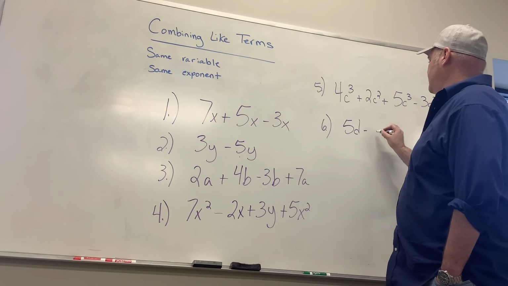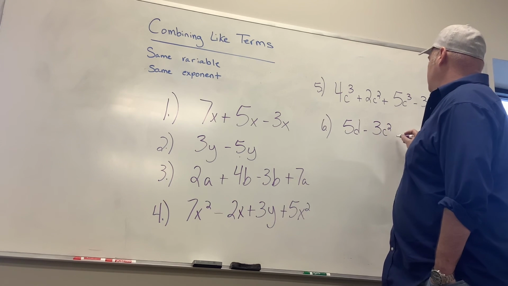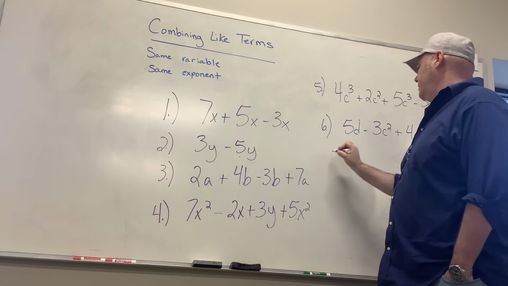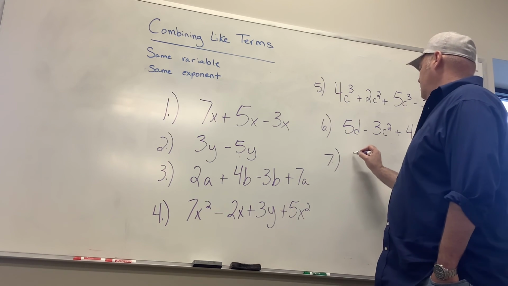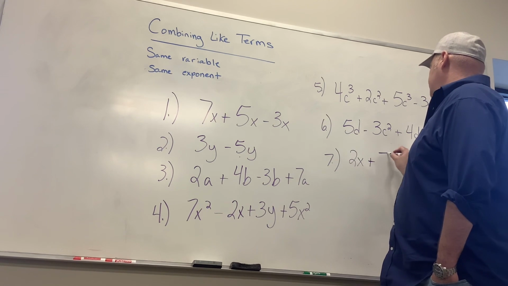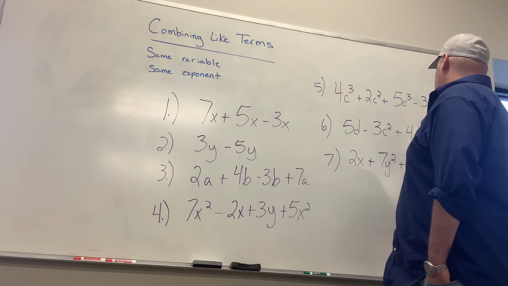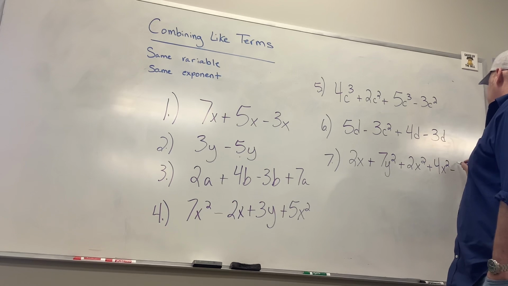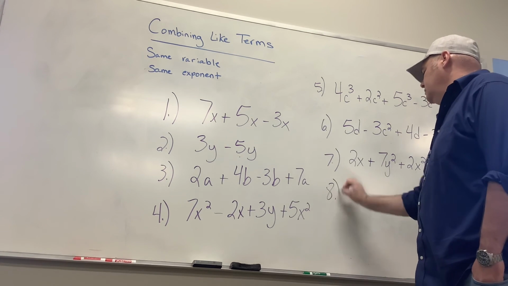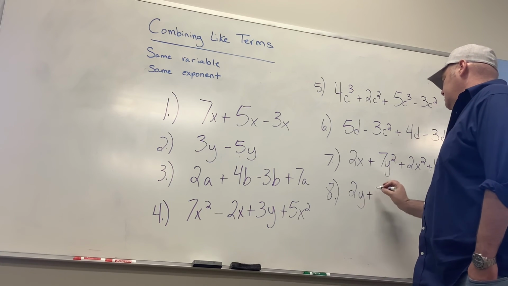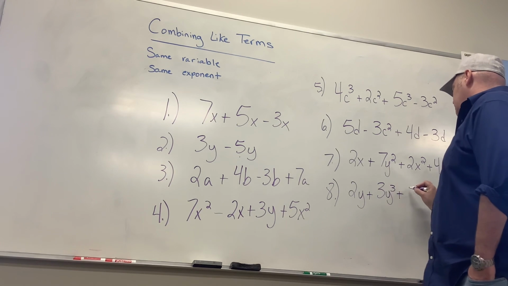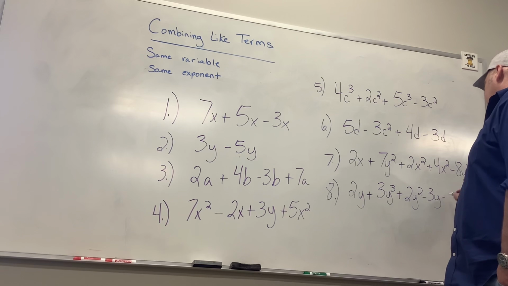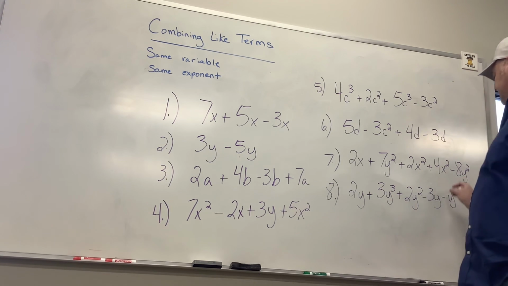5d minus 3c squared plus 4d minus 3d. 2x plus 7y squared plus 2x squared plus 4x squared minus 8y squared. And last one, 2y plus 3y cubed plus 2y squared minus 3y minus y squared. And remember, that's a 1y squared.